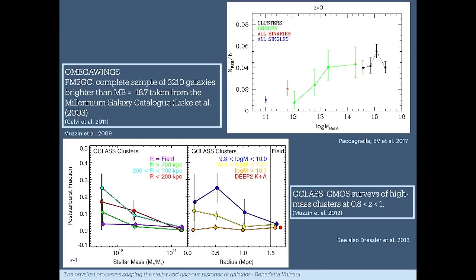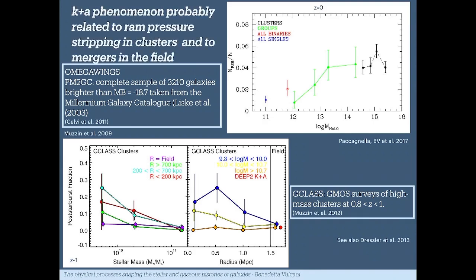Post-starburst galaxies are ubiquitous in the universe. We find them both in the field and in clusters. But if we study the fraction of post-starburst galaxies as a function of halo mass, we see that the fraction is higher in clusters. So the clusters are really a place where it's easy to form post-starburst galaxies. This is true both in the local universe and at high redshift. And in this paper by Adam Muzzin, it was also shown that post-starburst galaxies are preferentially found close to the cluster core and at lower masses.